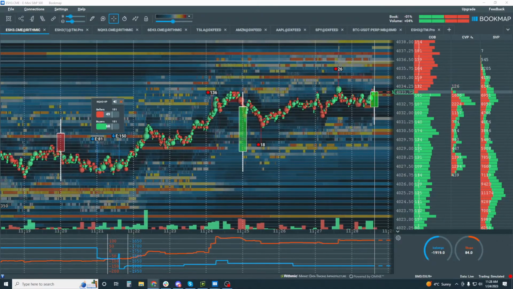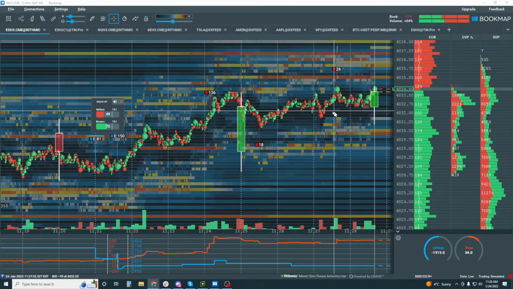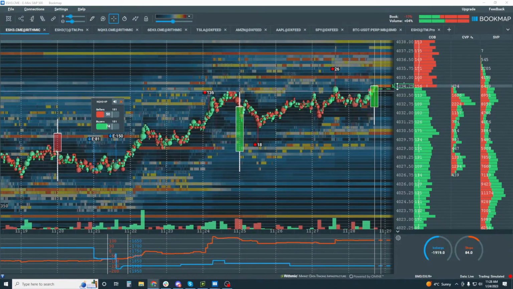And we're not getting it. Okay, it had to be down here though, right? That's what we're looking for. That had to be down here, so you would have stayed out of it.